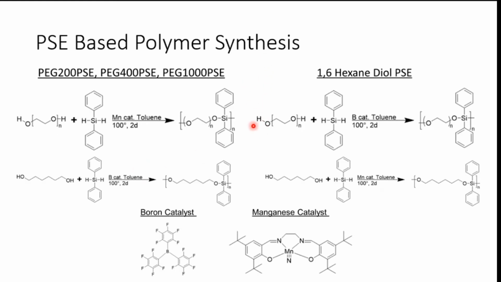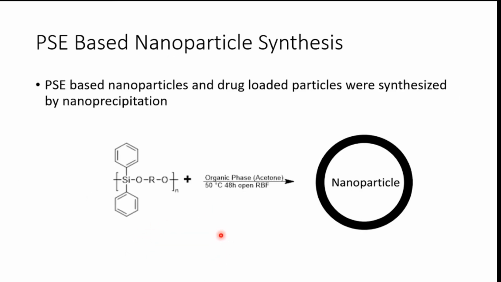Pictured here is the synthesis for the four polymers that we're using, the PG200, PG400, and PG1000 PSEs, as well as the 1,6-hexanediol PSE. And of course, this PSE comes from the sulfide ether bond present here in all of the polymers. Pictured here are the catalysts that we are using for more efficient synthesis.